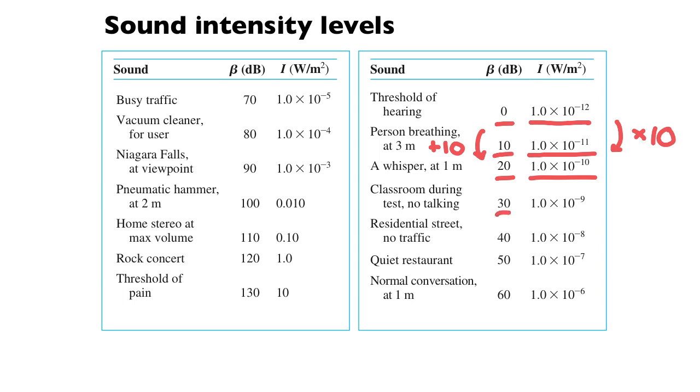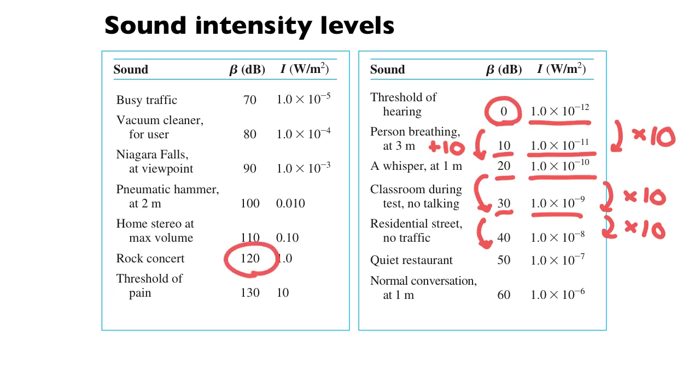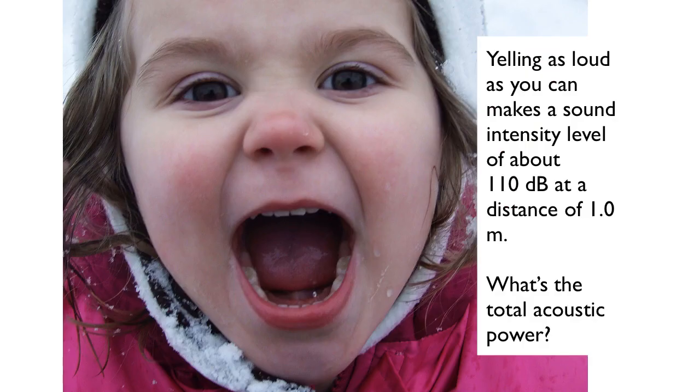So from 20 decibels to 30 decibels is an increase in intensity by a factor of 10. From 30 to 40 is another factor of 10, and so on. So going all the way from 0 up to 120, that is 12 factors of 10, 10 to the 12th, or 1 trillion times the intensity. So your ears are sensitive over a dramatic range of intensities.